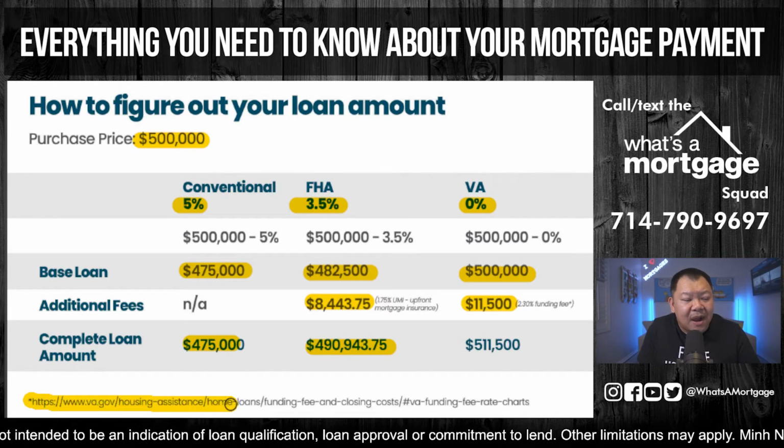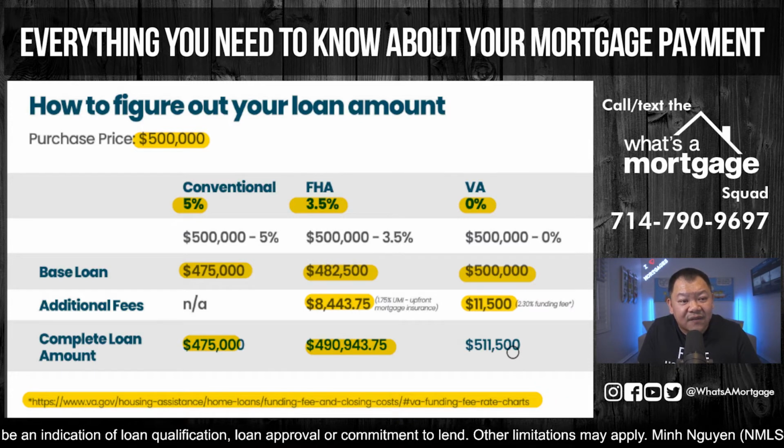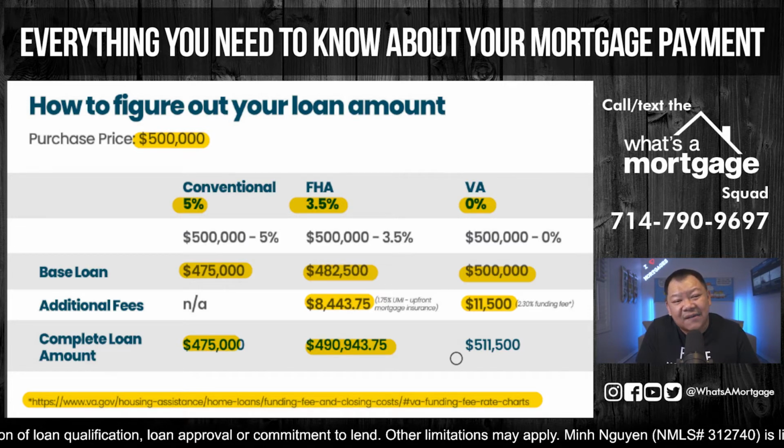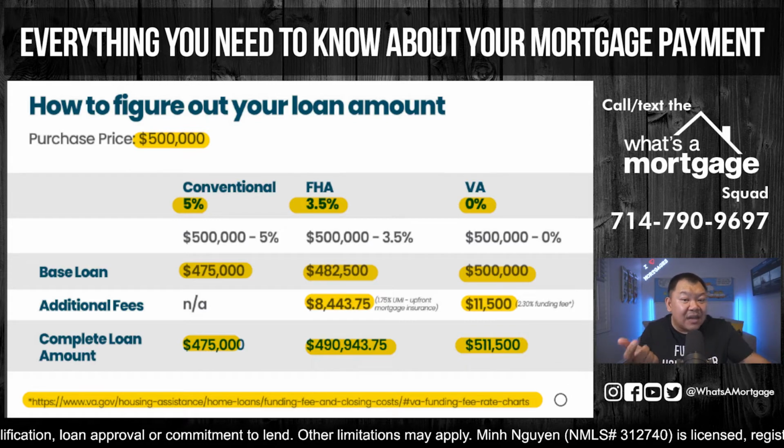If you are not a first-time buyer and you want to figure out what your funding fee is, you can go ahead and check it out on our funding fee chart right here. I left you a link. But 2.3% of $500,000 is $11,500, which would make the complete VA loan amount $511,000.